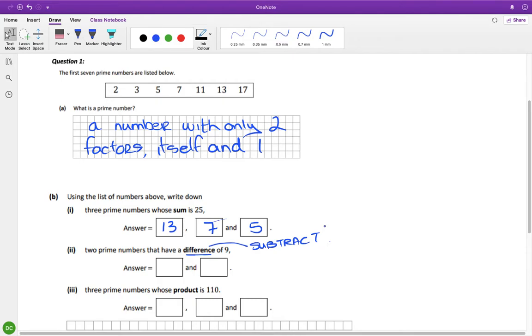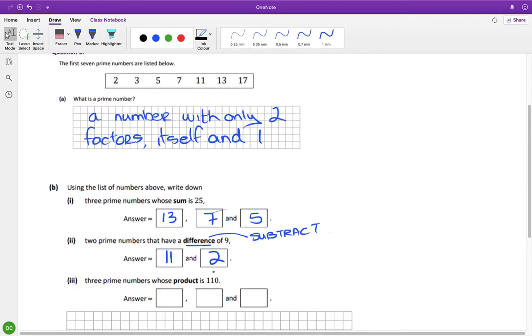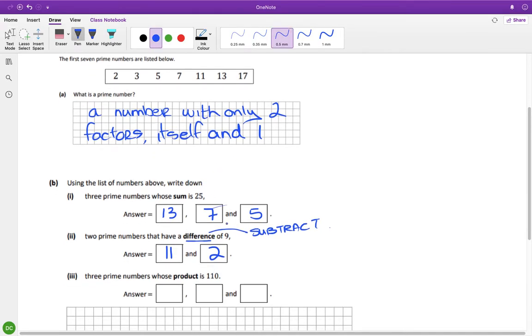So let's see. No. 11 and 2. 11 minus 2 is 9. And 3 prime numbers whose product is 110. Product means to multiply. So 3 prime numbers whose product is 110, right?